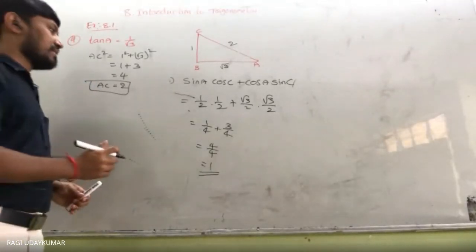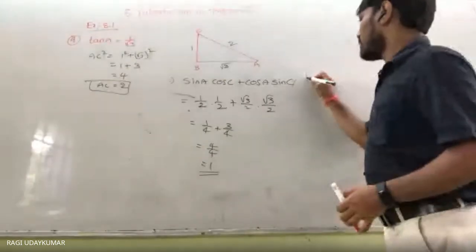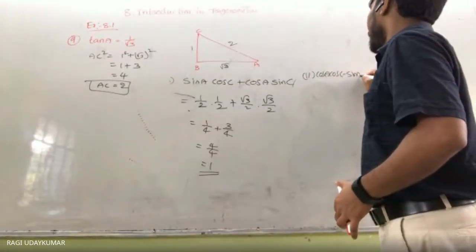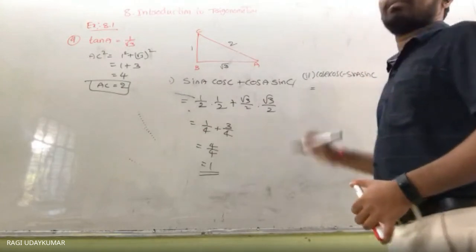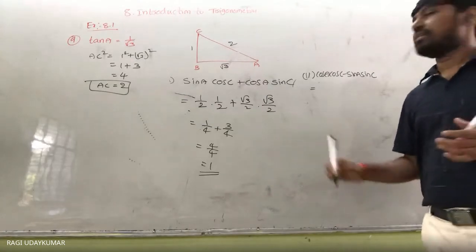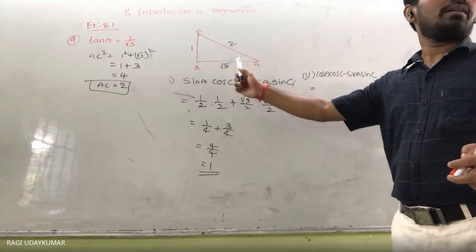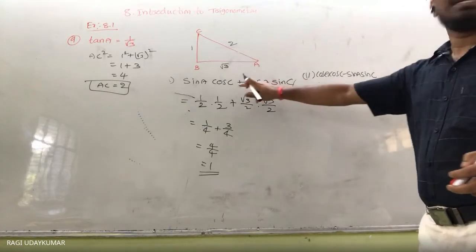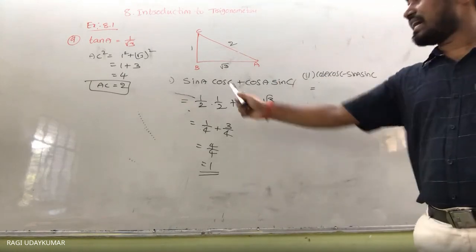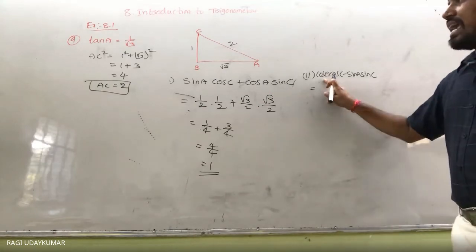And second question is asking you to find out in the same way cos A cos C minus sin A sin C. Cos A cos C minus sin A sin C. So cos A is what here? First question sin A cos C, ये cos A cos C minus sin A sin C, second question. So cos A is what here?